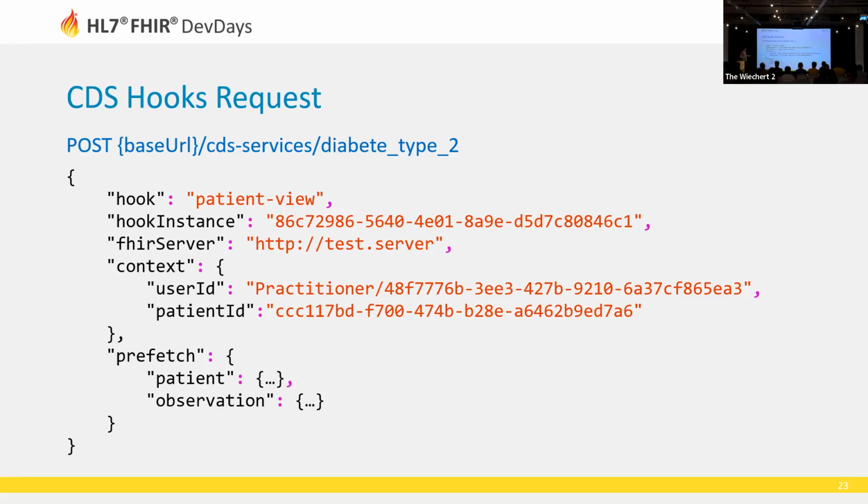You have then the IDs that are the user ID, so the practitioner that was accessing the application, and the patient ID, which is the patient viewed. So these are context information. As I said, those are defined by the hook that is triggered. And so every service that's actually triggered on patient view will need this context to work. And then we have the prefetch. I blurred this part because it's actually the FHIR resource that you are going to send for the patient and the observation that you found.